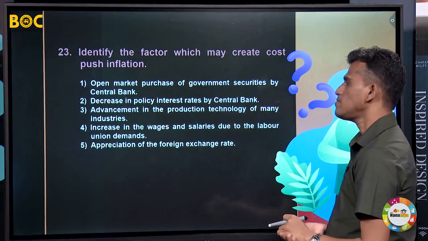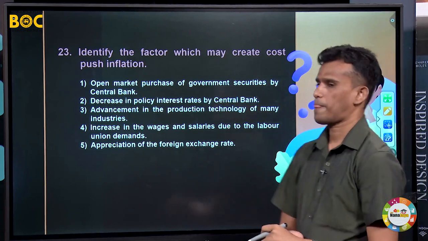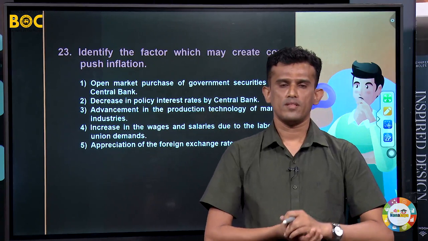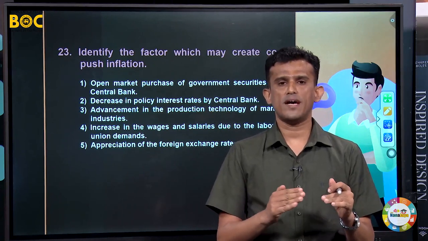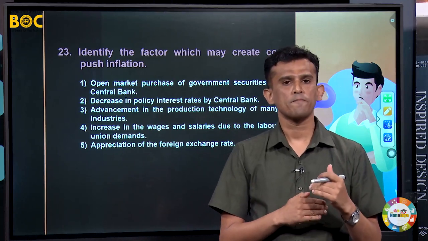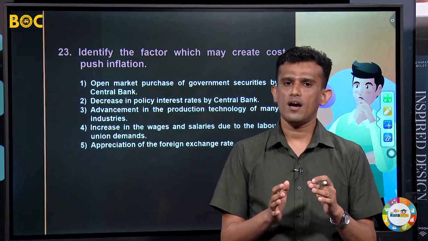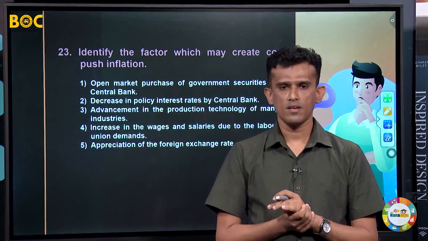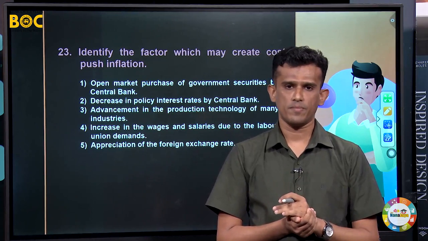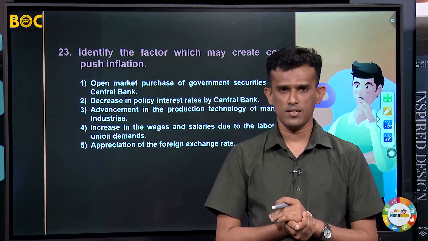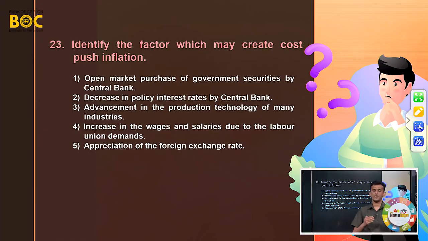Second answer. Decrease in policy interest rates by the central bank. If policy interest rates are decreased, what happens is, the policy interest rates are the rates of interest used by the central bank when they are operating their monetary policy. Policy interest rates comprise of three components: the bank rate, the standing deposit facility rate, and then the standing lending facility rate. So if policy interest rates are decreased, that leads for the interest rates of the economy to go down and money supply to increase, and that is also supporting for demand pull inflation and not for cost push inflation.